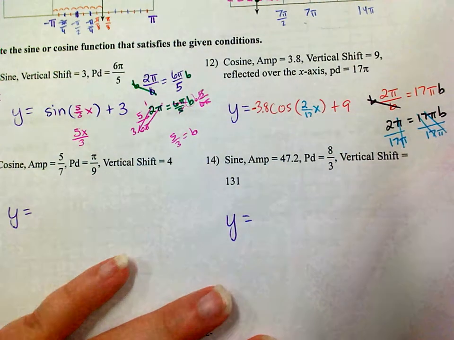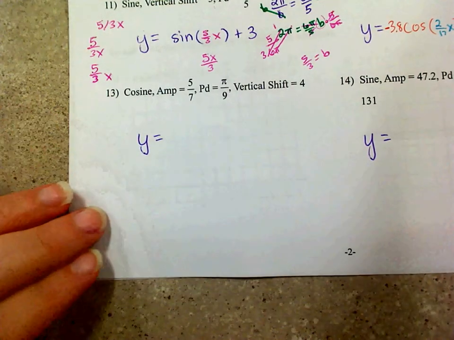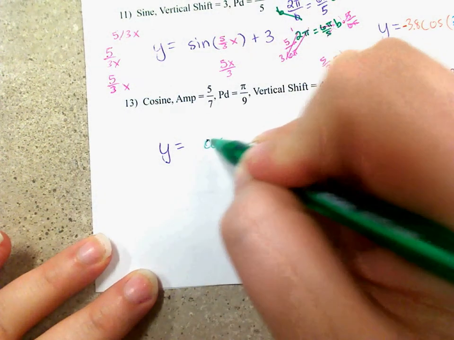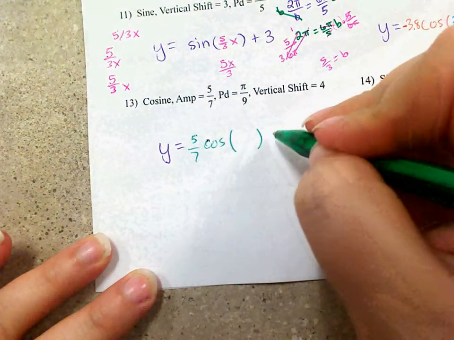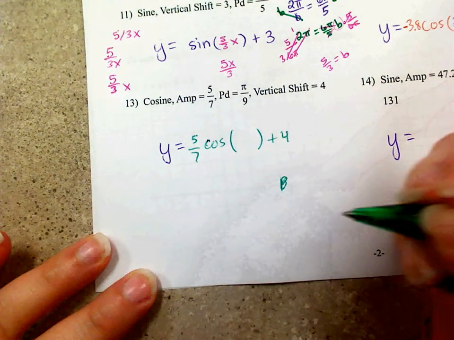Number 13. We've got a cosine wave with an amplitude of 5/7. There's a vertical shift of 4, and the period is pi over 9. So 2 pi over b equals pi over 9. Multiply both sides by b.